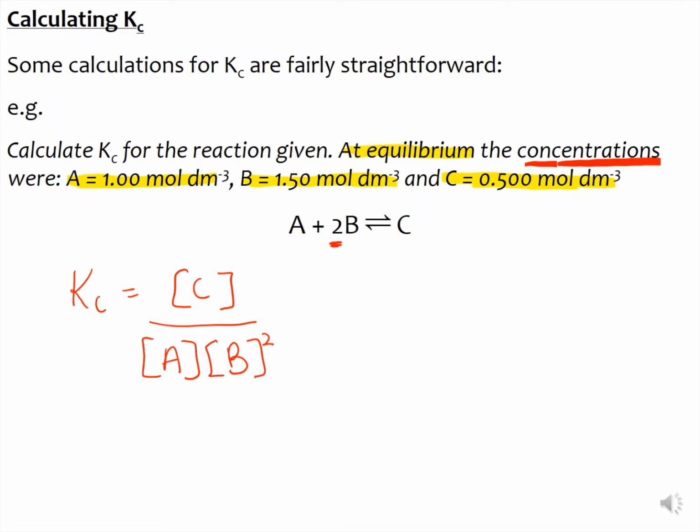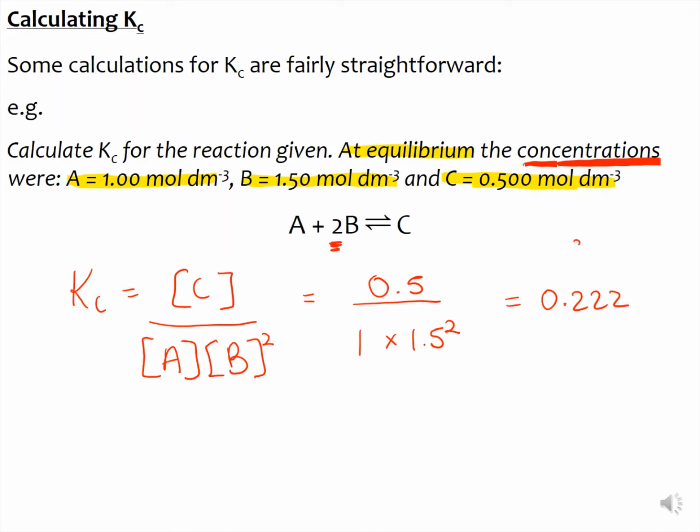Now because we've got concentrations already, we can put these concentrations straight into this calculation. The concentration of C is 0.5, the concentration of A is 1, and the concentration of B is 1.5. It's 1.5 squared because of the stoichiometry. Now if we put that into our calculator, we get an answer of 0.222.